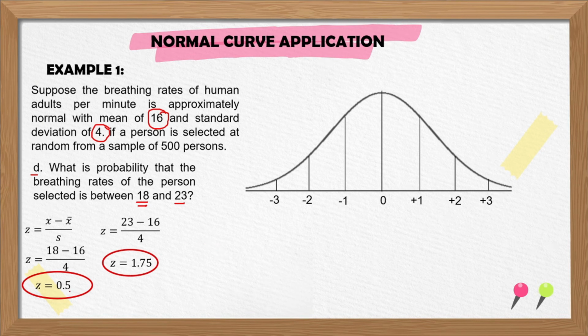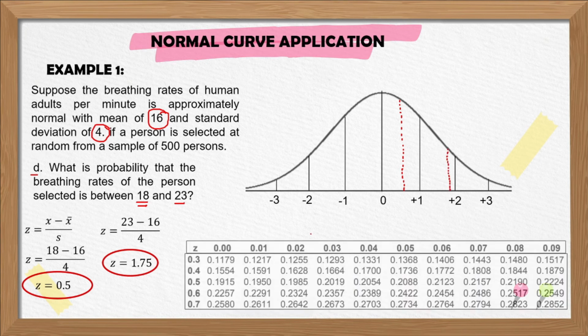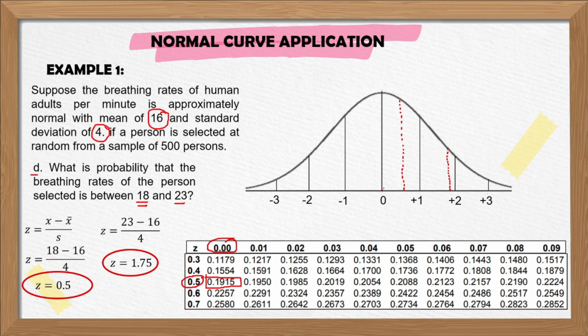Now, let us locate 0.5 and 1.75. So, 0.5 is positive, so dito natin siya makikita sa gitna ng 0 and positive 1. And 1.75 is somewhere here. Okay. So, let us get the area from the z table. Unahin natin si 0.5. Dito natin siya makikita, tapat ng 0.00. So, the area is 0.1915. So, let us shade this part. Ang area niya ay 0.1915.